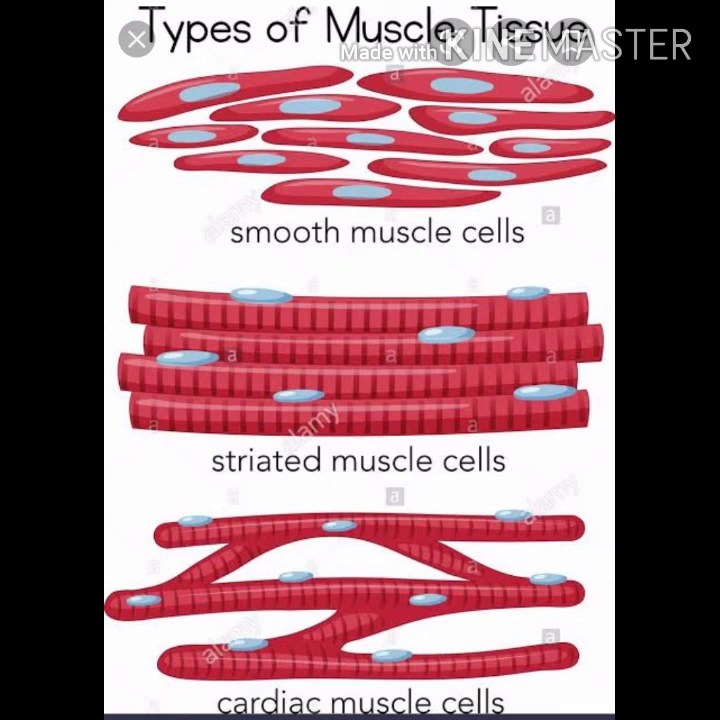So these are the details regarding the different types of muscle tissues. The remaining animal tissues we will discuss in the next class.